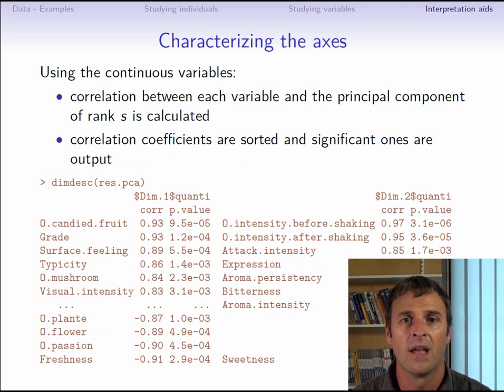Next, here are some tools that can help interpretation, especially when there are lots of variables. The components provided by PCA can be automatically characterized using all of the variables, whether quantitative or categorical, supplementary or active. For quantitative variables, the principle is the same whether they are active or supplementary. First, the correlation coefficients between the coordinates of the individuals on component S and each variable are calculated.